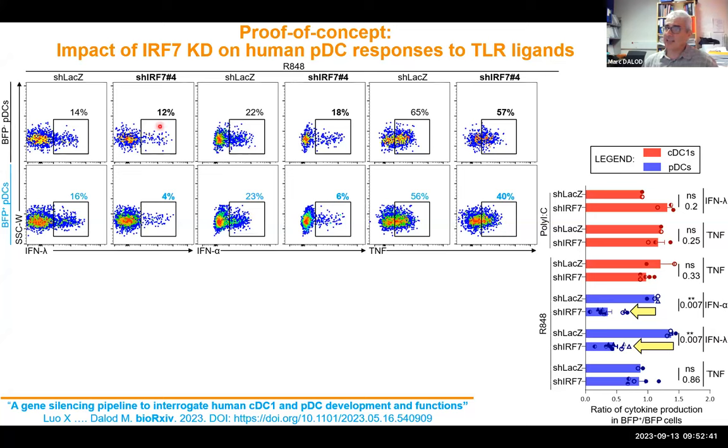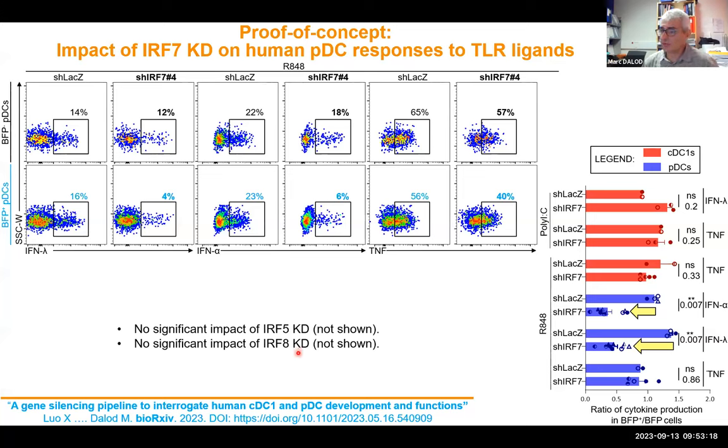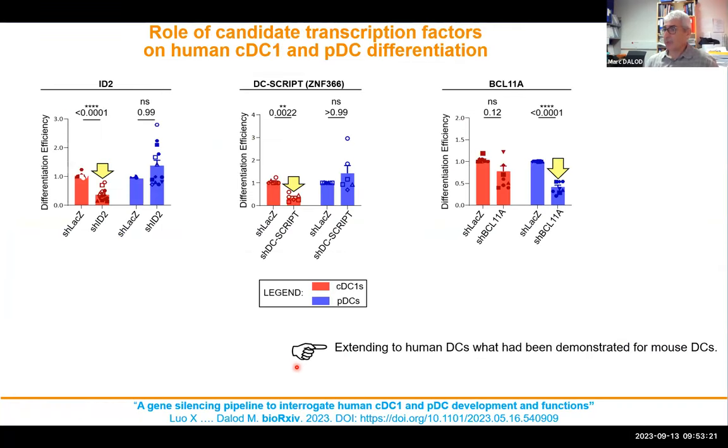whether it's for IFN lambda, IFN alpha, or TNF. But in the cells that are transduced and knocked down for IRF7, you decrease their ability to produce IFN alpha and you decrease their ability to produce IFN lambda, but you don't decrease their ability to produce TNF, which is illustrated here with many repeat experiments with different donors and different shRNA, where you can see that there is a specific loss of PDC IFN alpha and IFN lambda production upon IRF7 knockdown. It's not the case for TNF production and it doesn't affect CDC1 response to poly-IC. So as a control, we could show that there was no significant impact on this function of IRF5 or IRF8 knockdown.